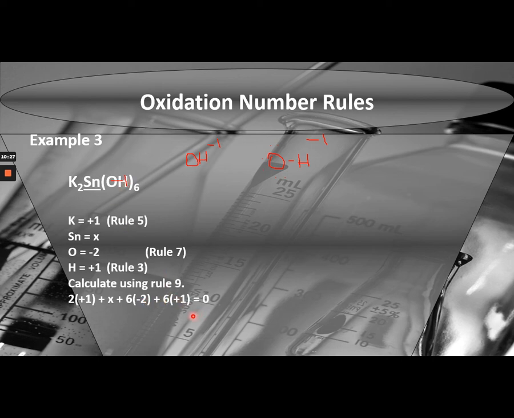So we end up with 2 plus x minus 12 plus 6. So we end up with x is equal to +4. Gathering like terms, we end up with -12 plus 6 is -6, and then -2, we end up with +4.